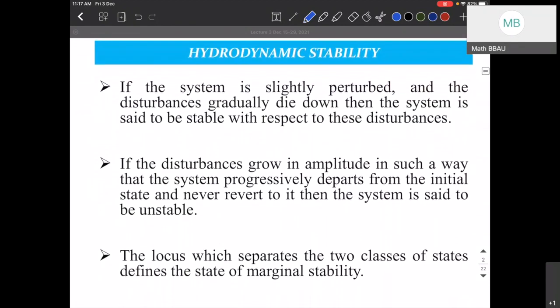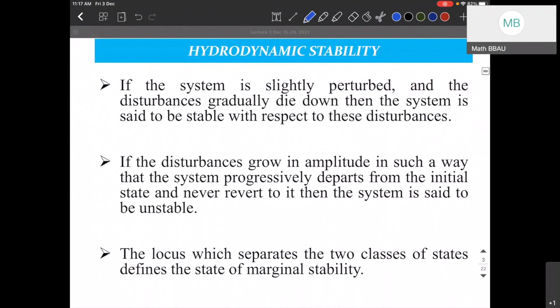Now, we have already discussed that if the system is slightly perturbed and the disturbance gradually dies down, then the system is said to be stable with respect to these disturbances. But stability means it should be stable for each and every possible disturbance. And in case of instability, if it is unstable with respect to a single disturbance, definitely it is unstable. And the locus which separates the two classes of states defines the state of marginal stability. It is also called the neutral stability.